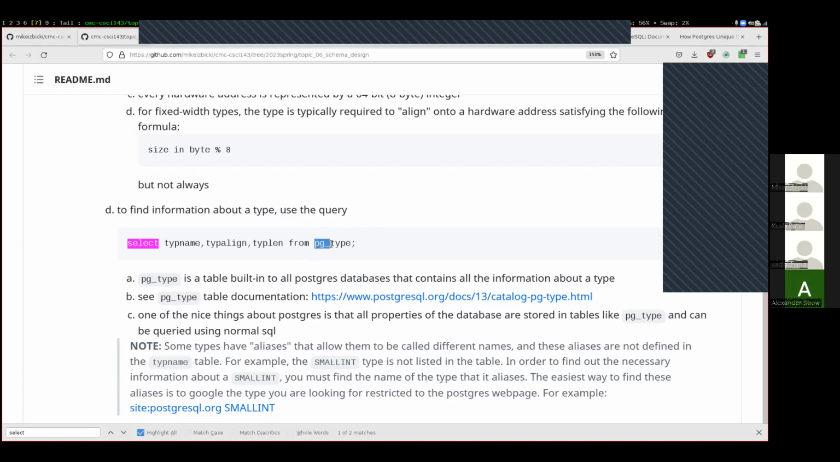There's a number of tables that are built into Postgres that have this pg underscore in front of them, and these tables are always available. It actually turns out that if you want to create your own data types in Postgres, which is something people do quite frequently, you do that by inserting a row into this table, and that creates a new data type.